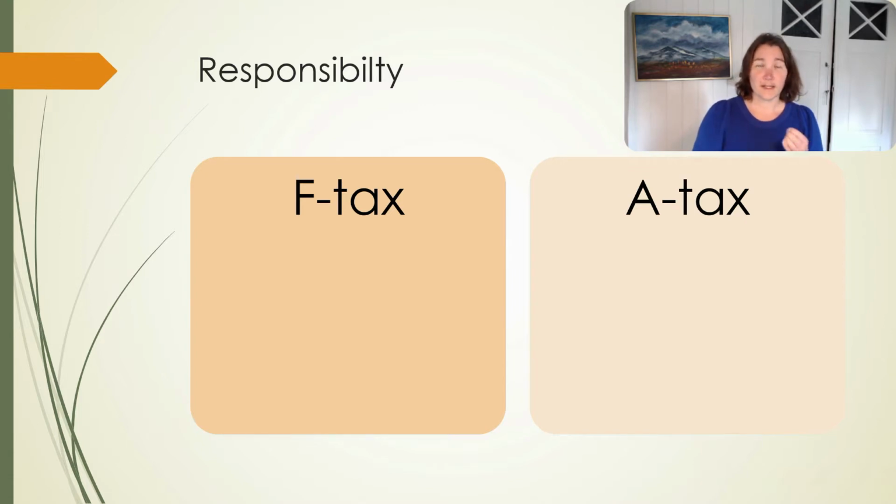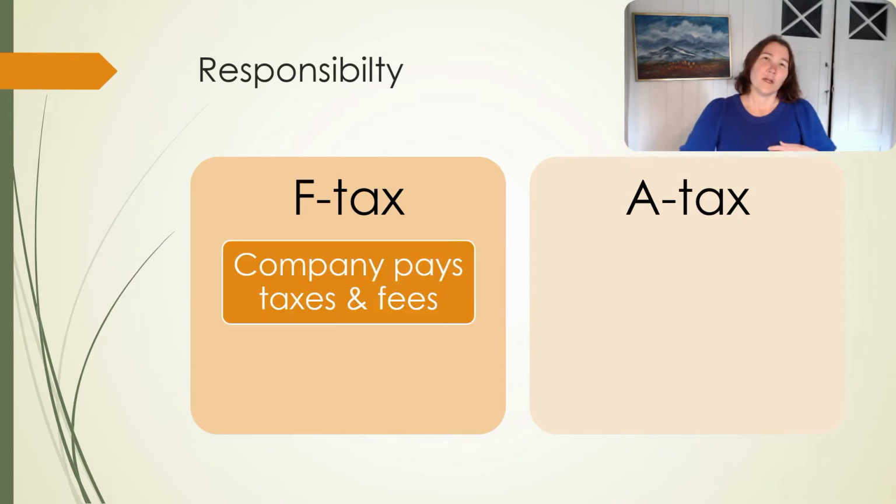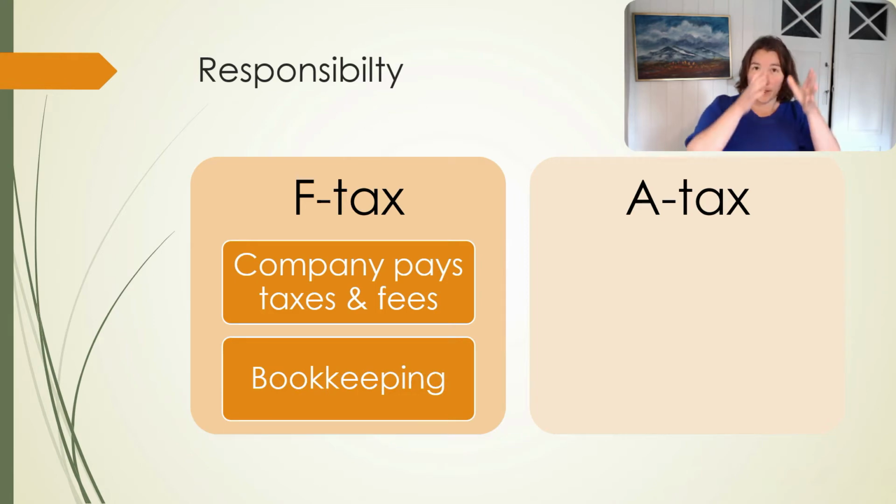The F-tax, that is when you run a company. And when you run a company, the company is responsible for paying the taxes and the fees on the revenue that you receive in your company. And you find this in your bookkeeping, where you can add all the numbers, and then when the year has ended, you see how much you got as an income and what you had to pay to get that income, and the difference between that will be the revenue that you have to pay tax on, the income tax.